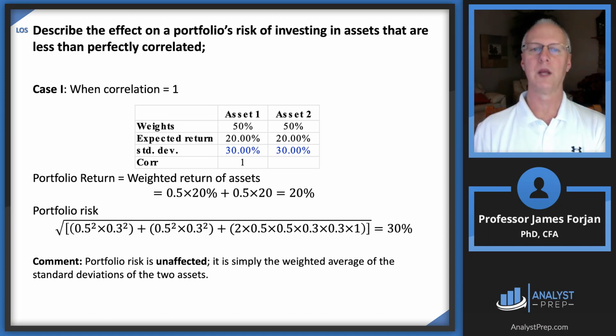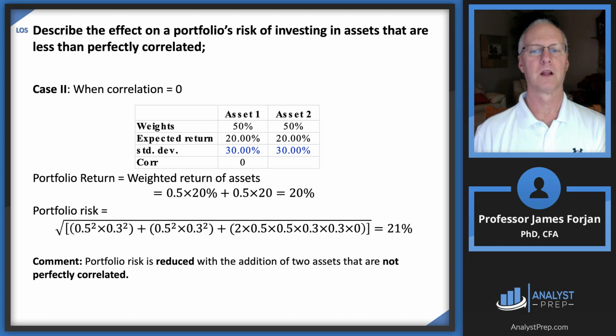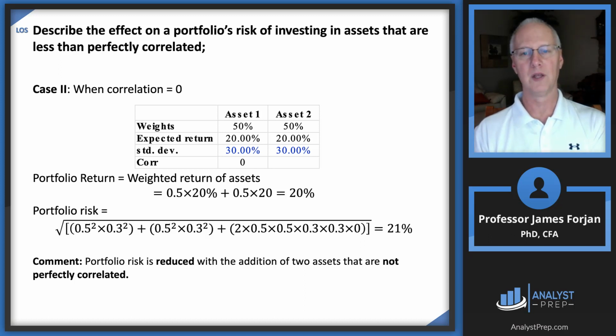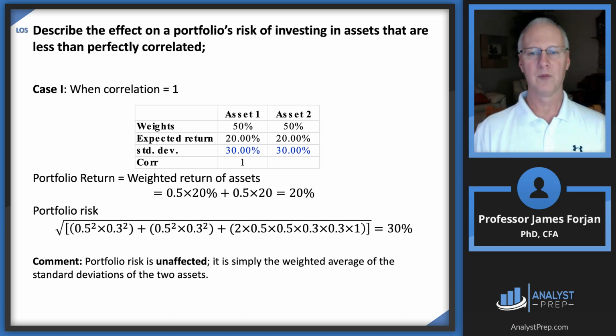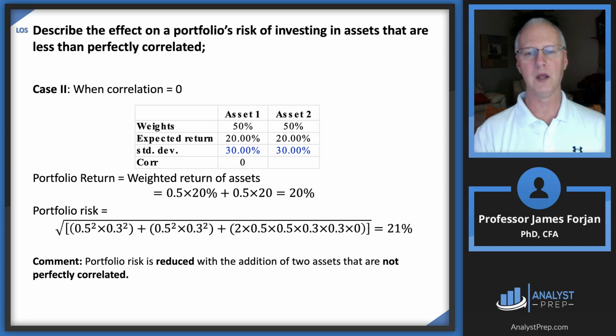But the important point here is when there's a correlation of 1, you get no benefit from diversification. All right, how about when correlation is 0? And here's the cool thing. Notice that when we compute the portfolio return, that doesn't have anything to do with risk. So the expected return is still the 20%, right? We had 20% back here, we've got 20% here, but what happens to portfolio risk?